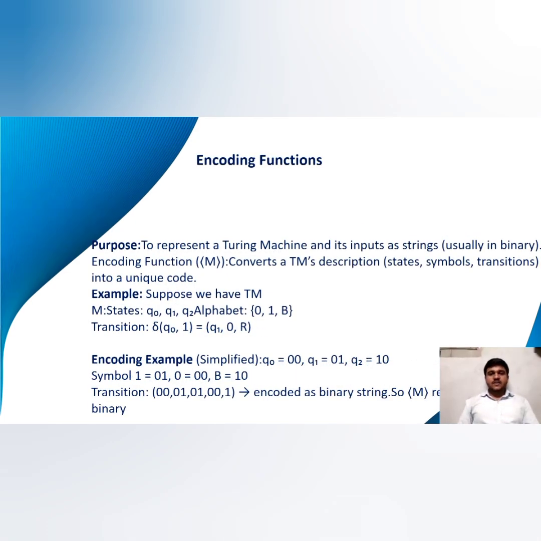So the next slide is encoding functions. The purpose of encoding functions is to represent a Turing machine as an input string, usually binary. The encoding function describes the Turing machine, encoding its states, symbols and transitions into binary. Let's see an example. Suppose we have a Turing machine M with states q0, q1, q2, and alphabet 0, 1 and blank. The transition of q0 on 1 is q1, 0 and R. For a simplified encoding, q0 is equal to 00.